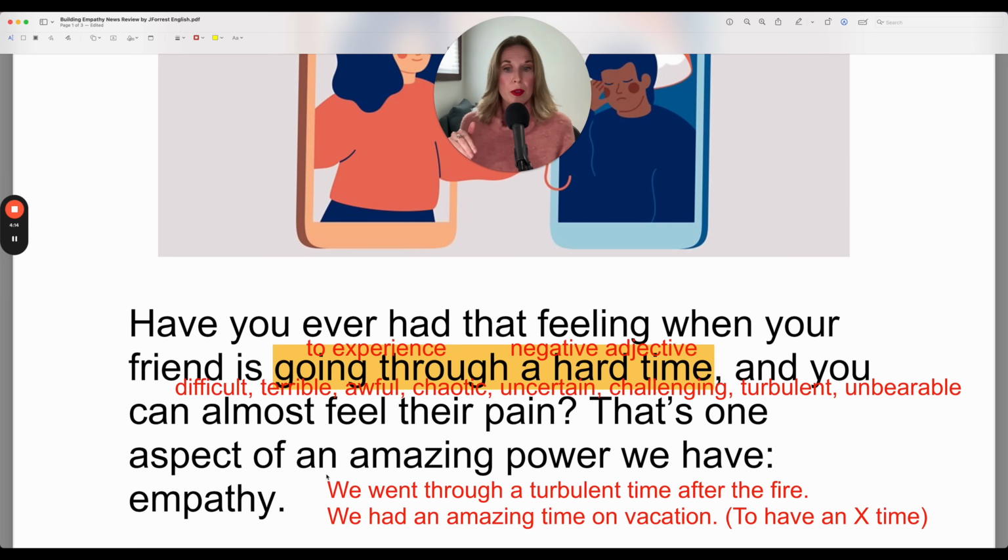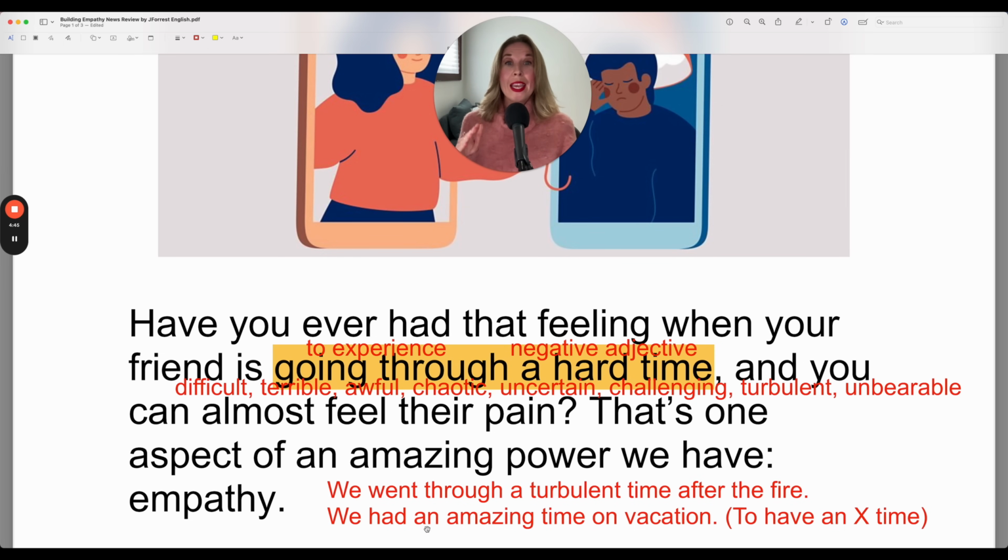For example, you could say, we went through a turbulent time after the fire. Turbulent means there was a lot of uncertainty, a lot of confusion. Turbulent. We went through a turbulent time after the fire. Now remember, go through, go is your verb, so you conjugate this. In this case, it's the past simple went. But remember, we only use this with negative adjectives.